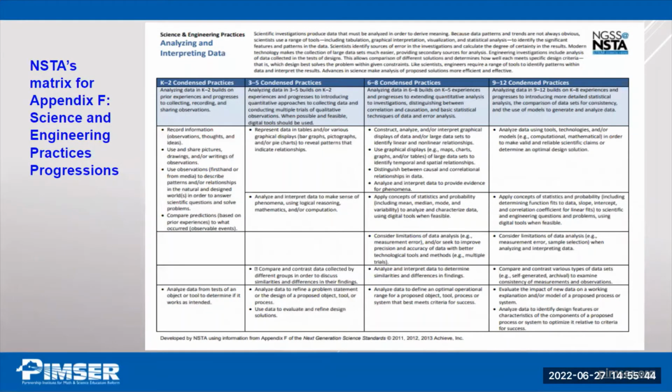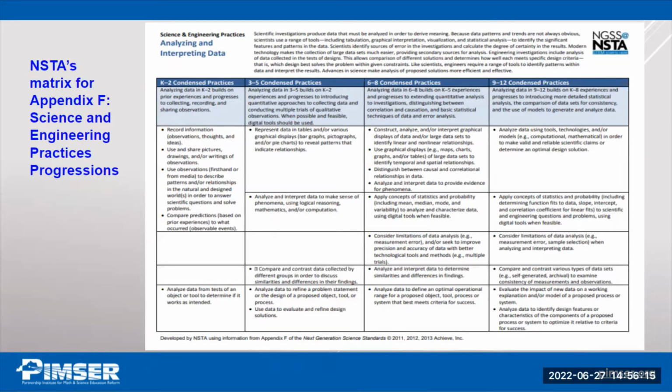In the resources linked below, please find Appendix F, the Science and Engineering Practices Progression. This version is a colorful matrix from Appendix F from NSTA. NSTA provides lots of standards-based resources that are free to members and non-members alike. You'll want to open that document and scroll through to the 4th page, Analyzing and Interpreting Data.